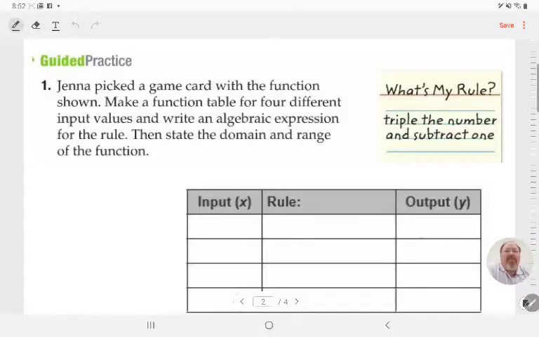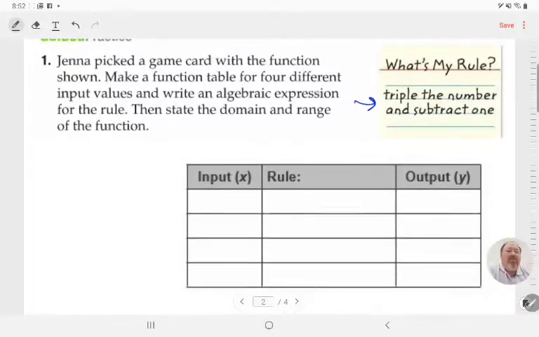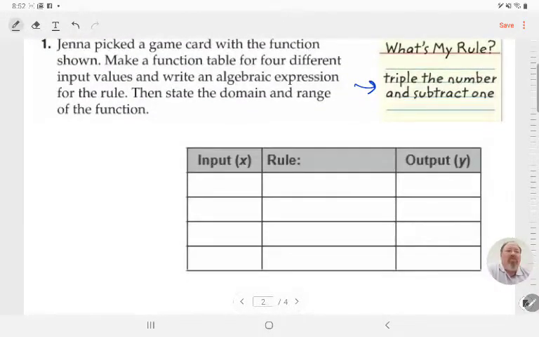All right, let's see how you did. So Jenna picked a game card with the function shown. Make a function table for 4 different input values and write an algebraic expression for the rule. Then state the domain and range of the function. So here's the rule. It says triple the number and subtract 1. So let's look at the rule. Triple, that's 3 times the number, and then subtract 1. So that would be my rule, okay?